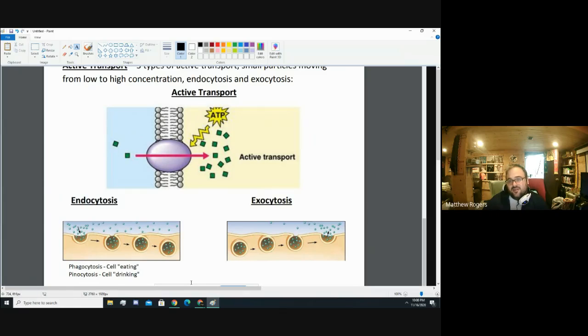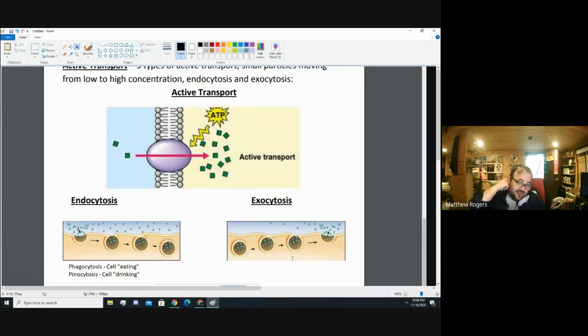So this is not something you just do lightly. This is something that's a major component of a cell. For a cell to do this, it's a big decision. It requires a lot of energy. So we have active transport through pumps, endocytosis, and exocytosis.